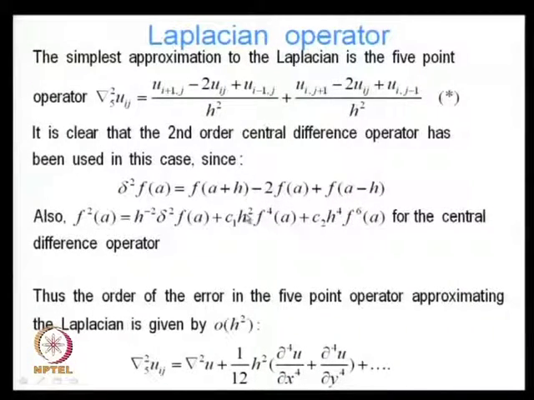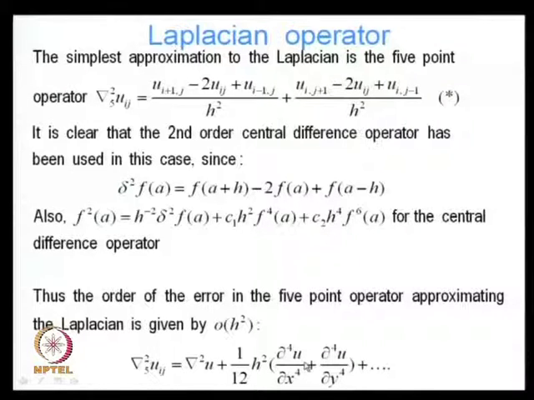and it can be shown that this error term is of this form. You can see by comparing with this, you have f to the power 4, which basically involves the fourth derivative of my function u. So, the error is some constant times h square times terms involving the fourth derivative of u. By approximating the Laplacian with this 5-point difference operator, we are going to get an error which is of order h square.